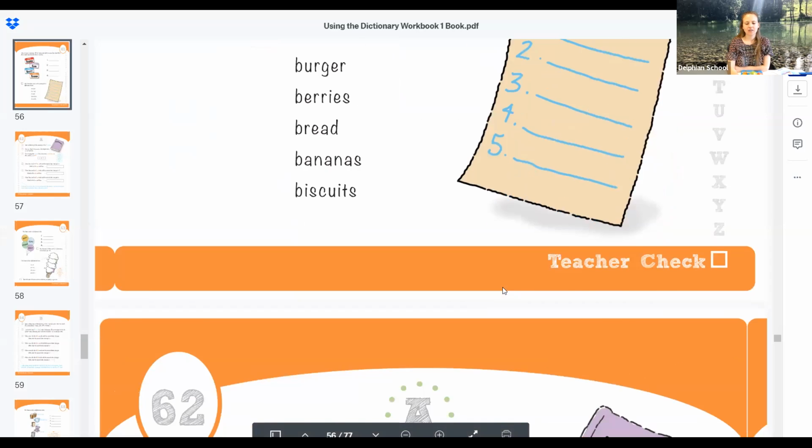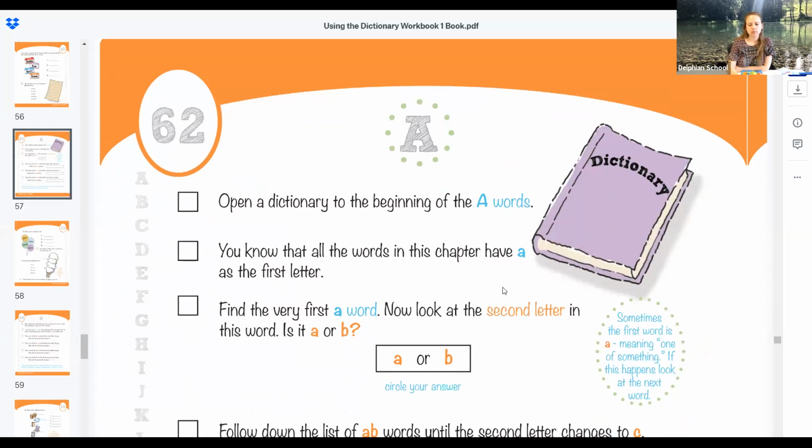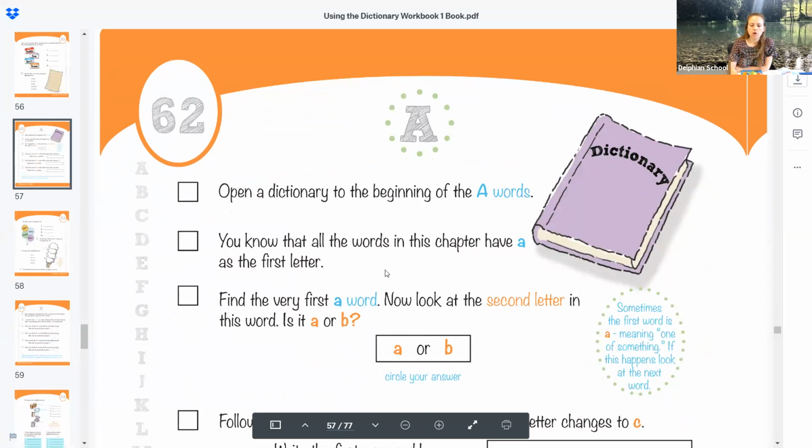Okay, good. All right, open the dictionary to the beginning of A words. You know that all the words in this chapter have A as the first letter.